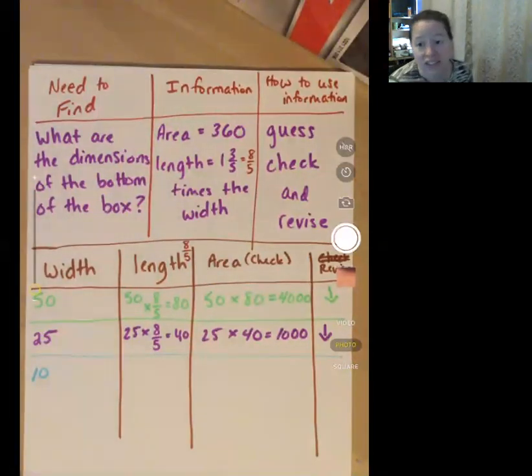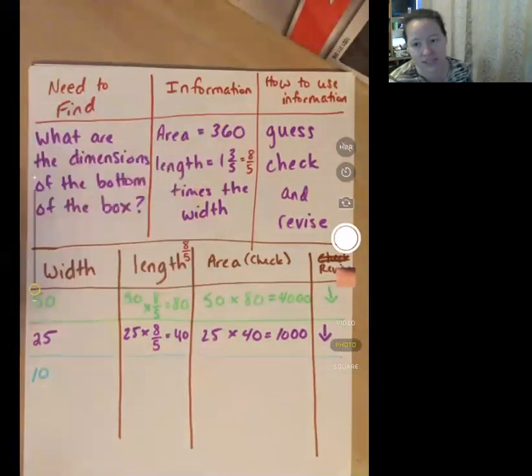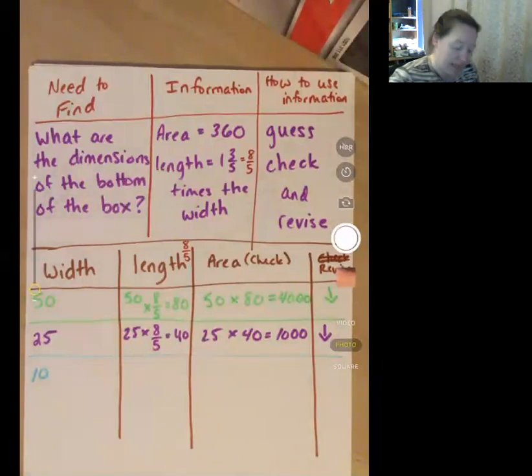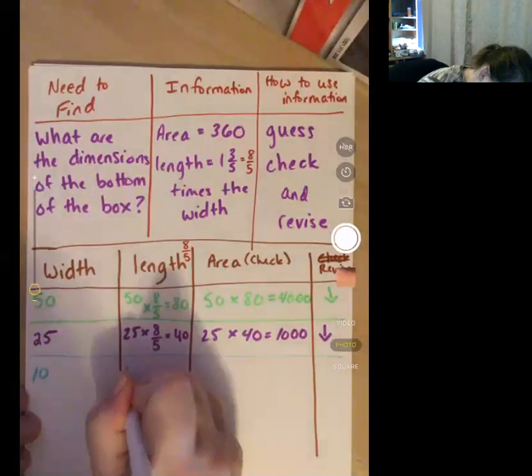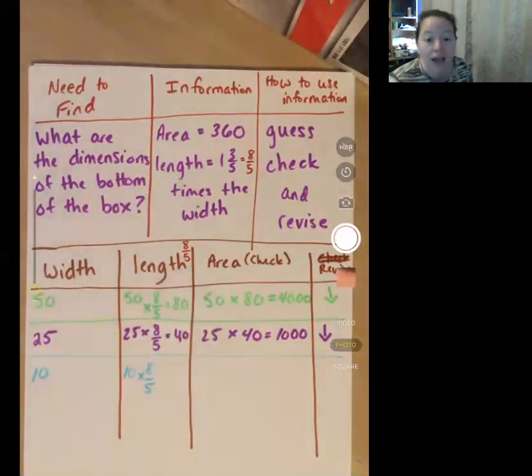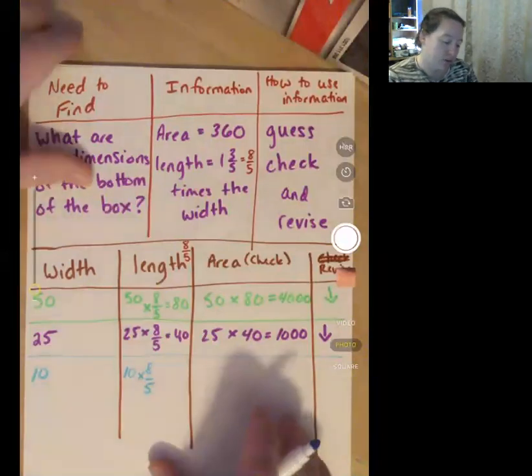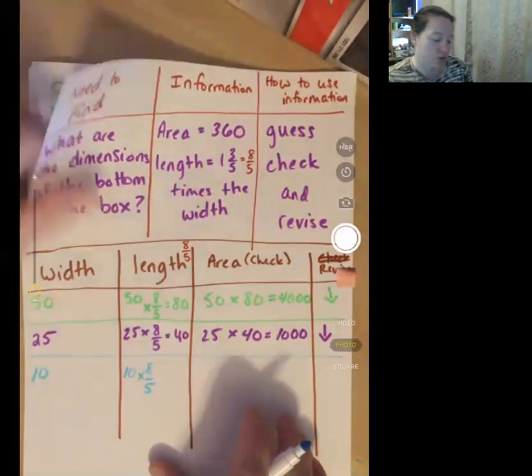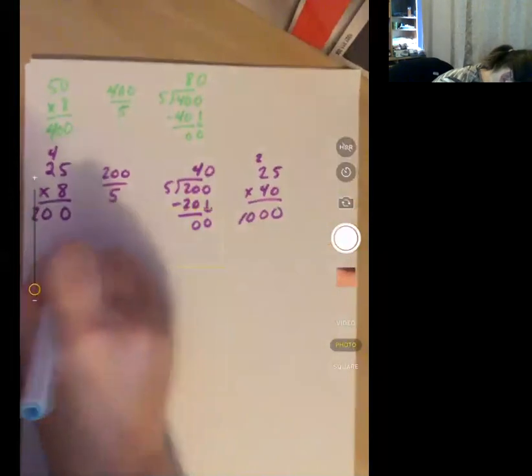I still think it's going to be a fairly high number because we need 360. I'm just not sure how high this high number is going to have to be. And that's what I'm trying to figure out right now. So now I have 10 times 8 over 5. I know that 10 times 8 is 80, but I'm still going to go over to here because I need to do 5 into 80.